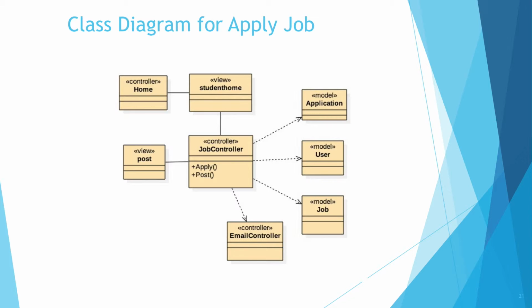This is the class diagram for applying for a job. The job controller does all the logic for applying, for posting of the job. It relies on 3 key models: the application model, the user model, and the job model. It also relies on the email controller, which sends out an email notification after the student has applied for a job.